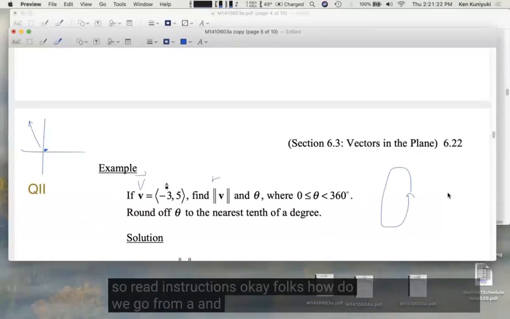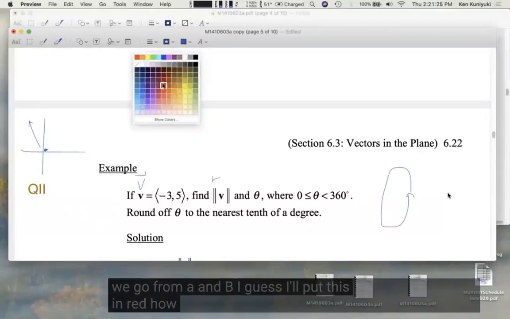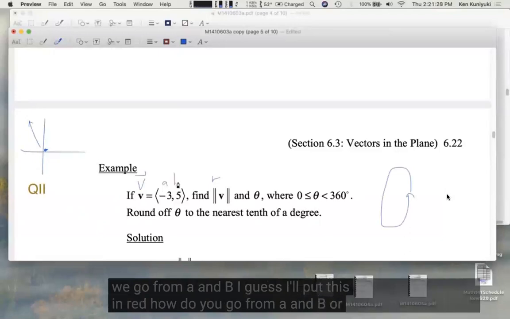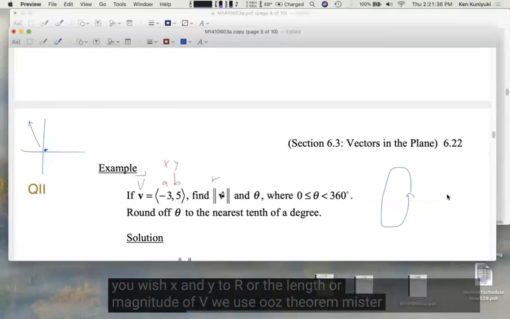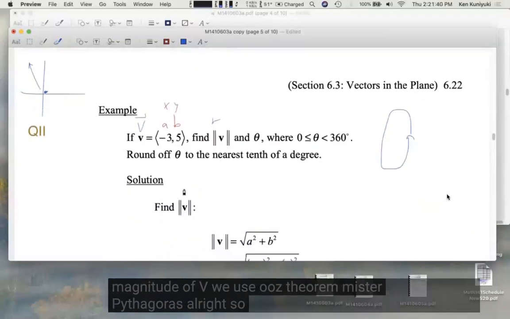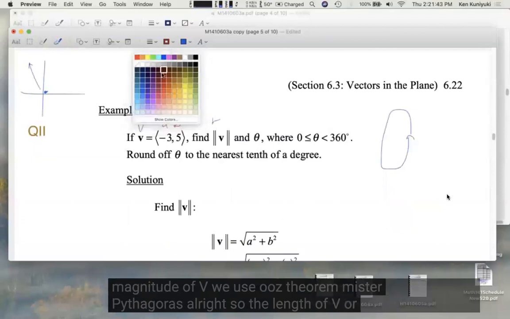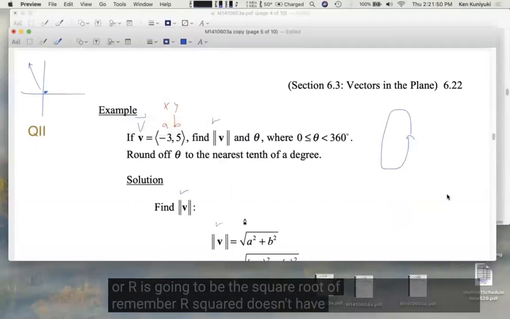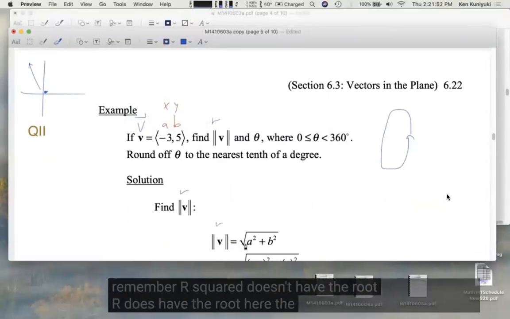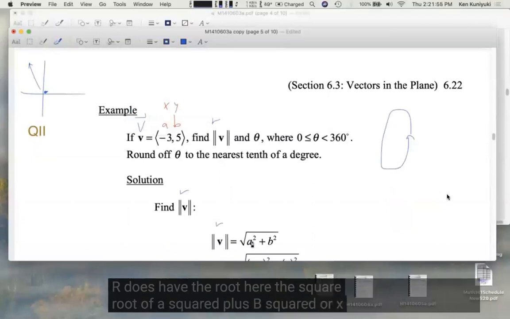How do we go from A and B, or if you wish, X and Y, to R, or the length or magnitude of V? We use whose theorem? Mr. Pythagoras. So the length of V, or R, is going to be the square root of, remember, R squared doesn't have the root, R does have the root here, the square root of A squared plus B squared, or X squared plus Y squared.